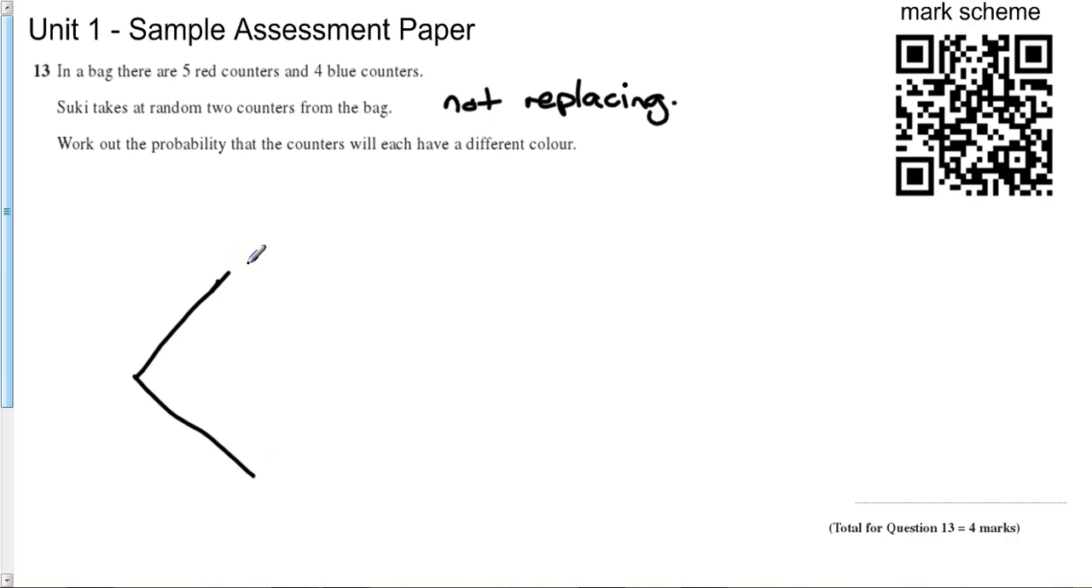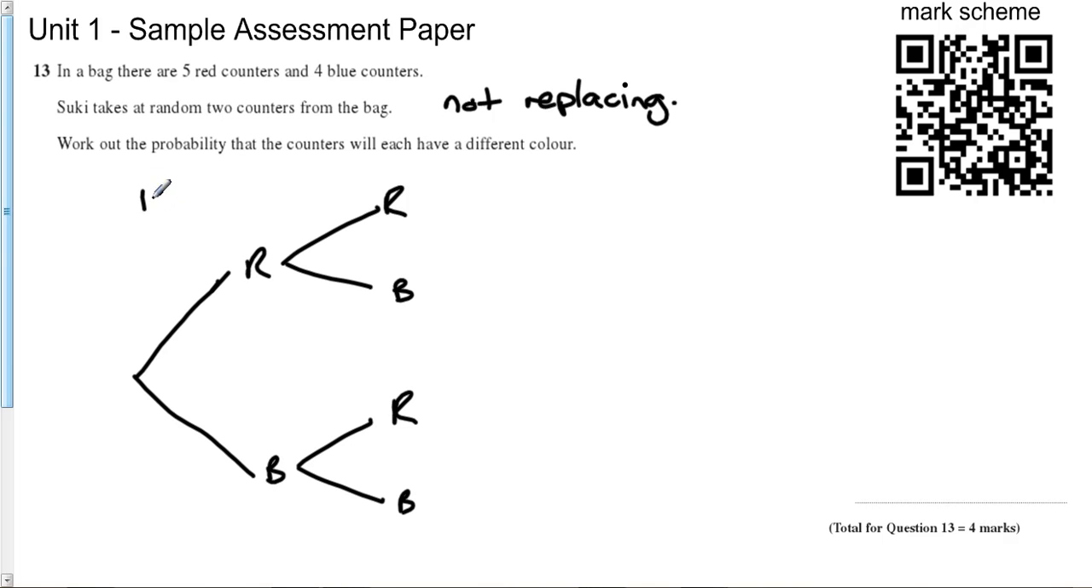So we could get a red or we could get a blue for our first counter, and then the second one could be red or could be blue. And similarly, after choosing a blue one the first time, so this is the first counter and the second counter, the second one could be blue.